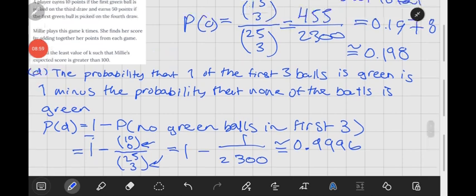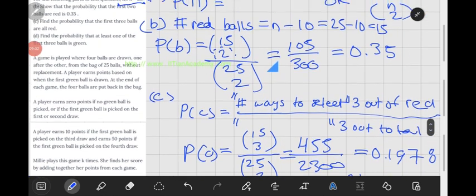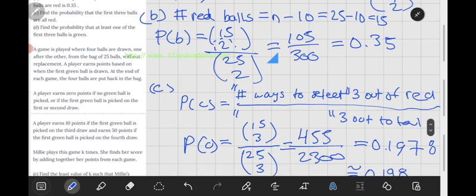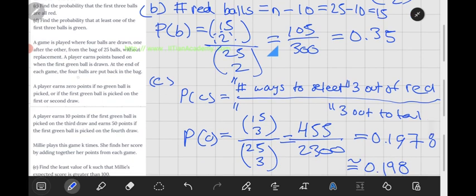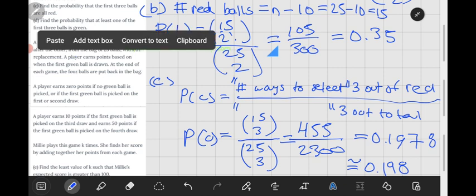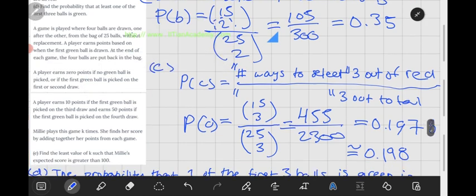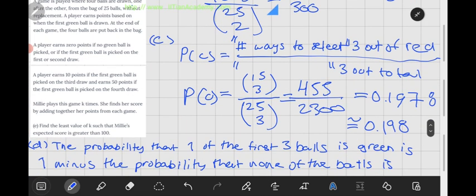Okay. So then for our next and final question, we're given quite a bit more information. We're saying a game is played where 4 balls are drawn, one after another, from the bag of 25 balls without replacement again. A player earns points based on when the first green ball is drawn. At the end of each game, the 4 balls are put back into the bag. A player earns 0 points if no green balls are drawn, or if the first green ball is picked on the first or second draw.